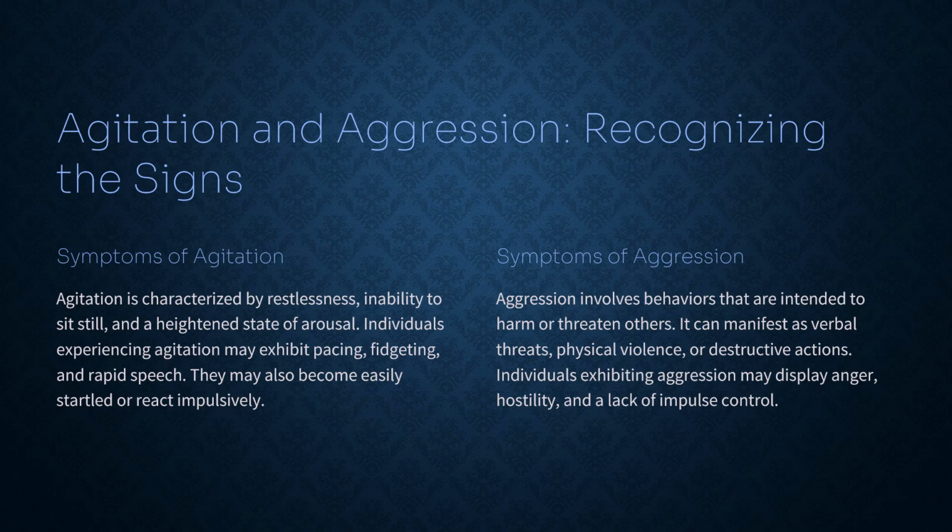Aggression involves behavior that is intended to harm or threaten others. So in aggression there will definitely be some harm, physical or verbal, or some threat to the other. So agitation mostly goes towards anxiety, but aggression is again more towards psychosis, because there is some harm. It can manifest as verbal threats, physical violence, or destructive actions.